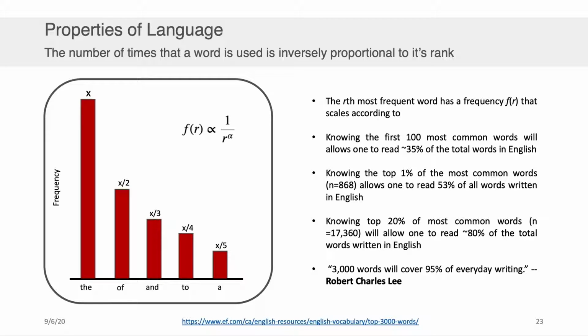And furthermore, if you knew the top 1% of the most common words, so 868 of them, you should be able to read half of all the words that are ever written in English anywhere. And if you knew just the top 20% of the most common words ever written in English, so 17,000 out of 80,000 or so, you should be able to read 80% of the total words written in English. And there are some estimates that say that it may in fact even be lower than that.